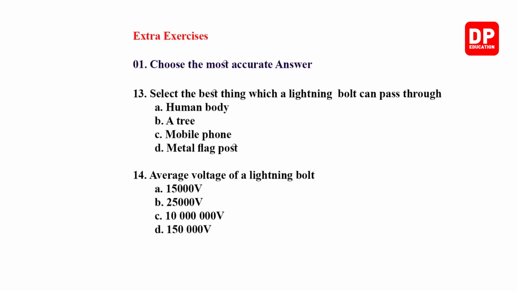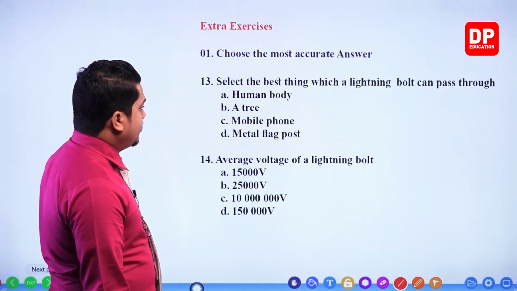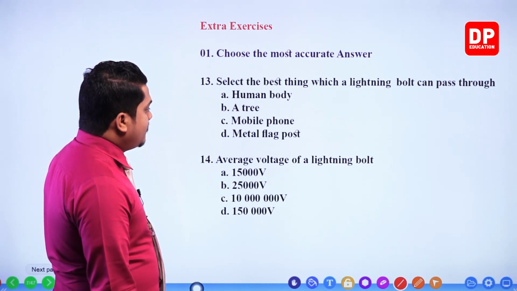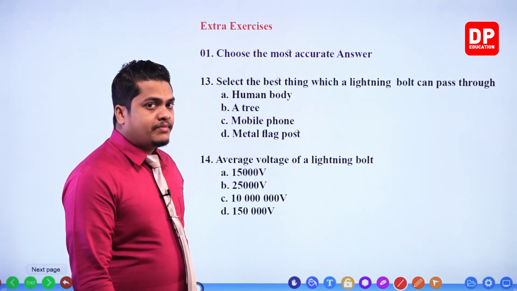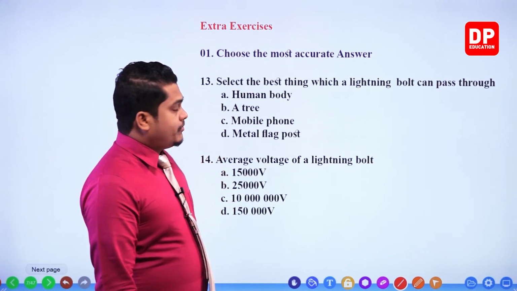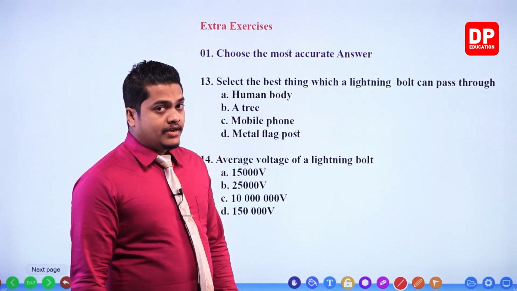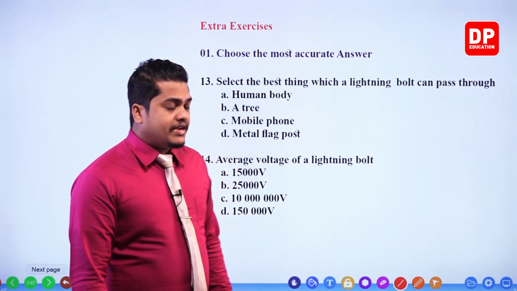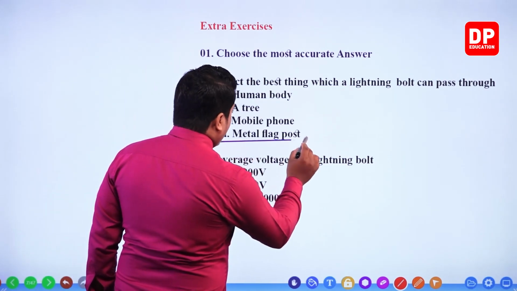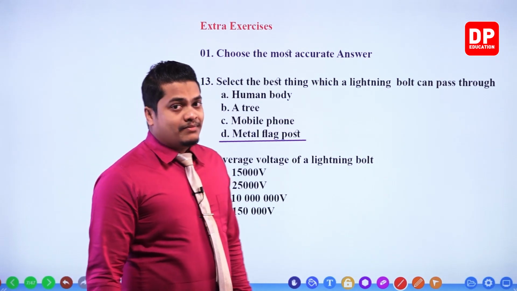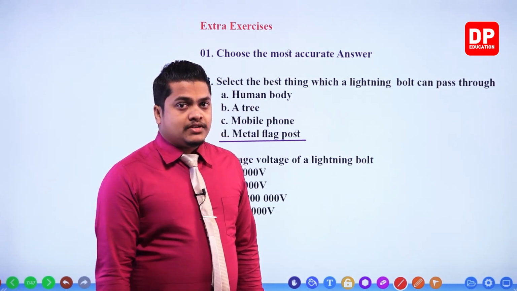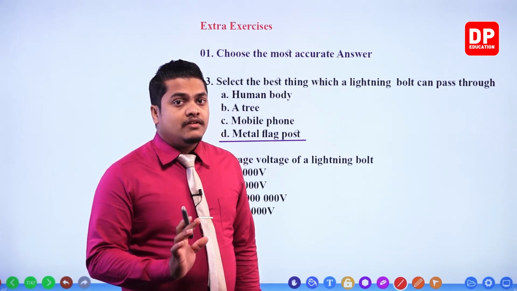Next one. Select the best thing which a lightning bolt can pass through. Human body, a tree, mobile phone, metal flag post. What is the best one? Metal flag post would be the best one because metal is a good conductor of electricity. So, it will directly pass quite easily through a metal flag post.